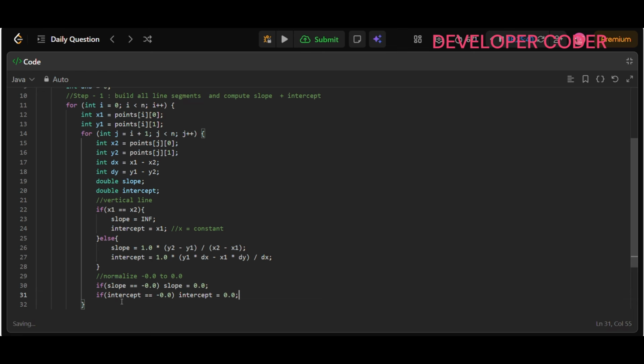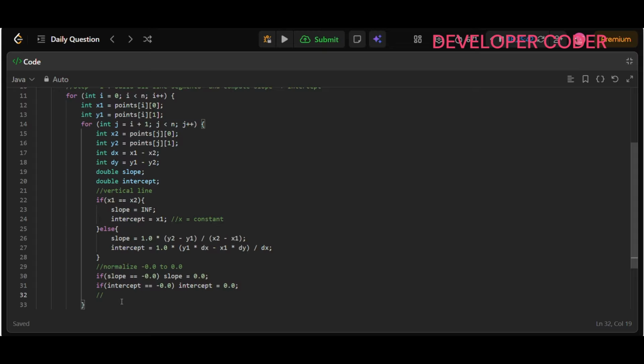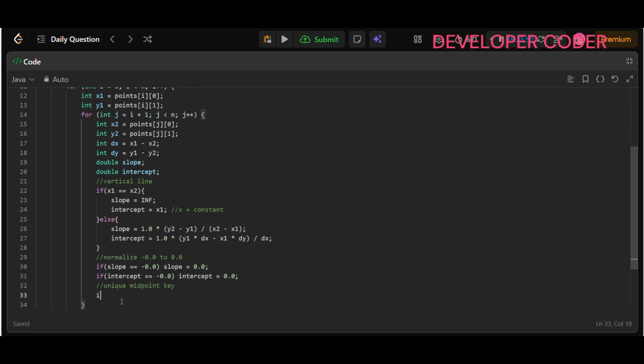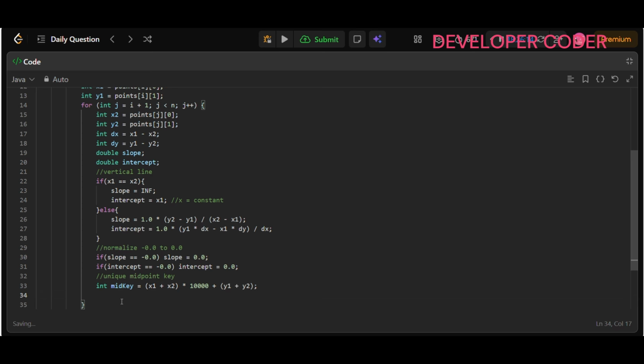Done. Now we also have to do one more thing: find a unique midpoint key, and for this I told you one formula to generate the hash key. So mid key, you can simply write as x1 plus x2, multiplied by 10,000, plus y1 plus y2. Okay, done.